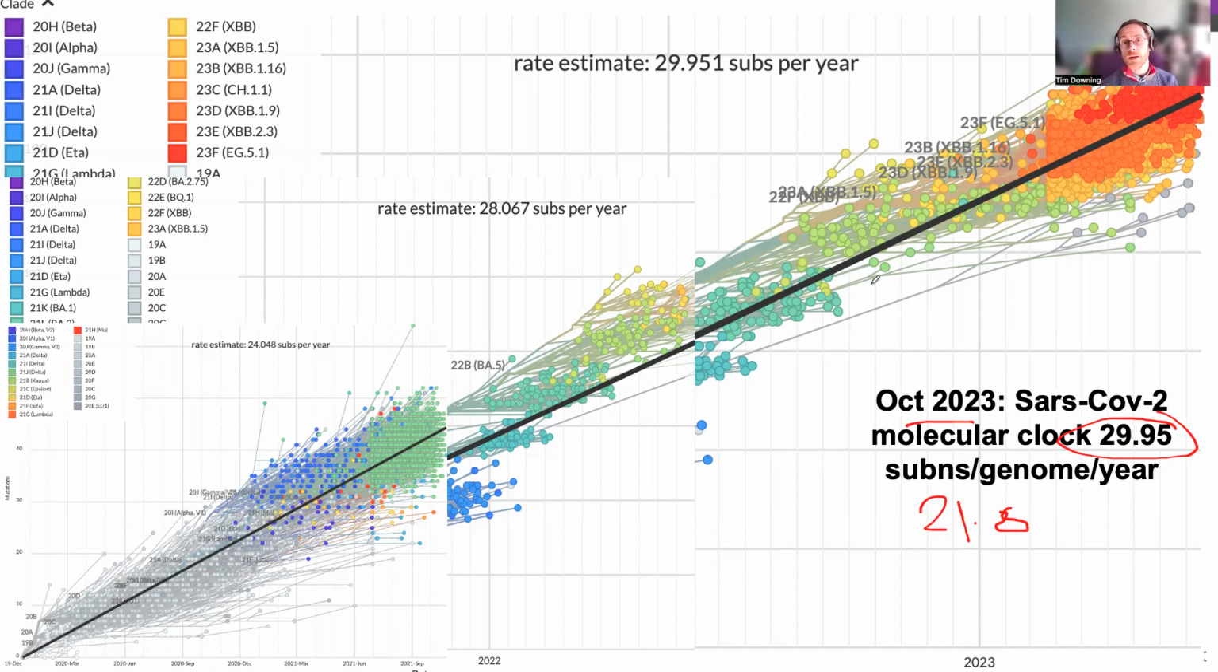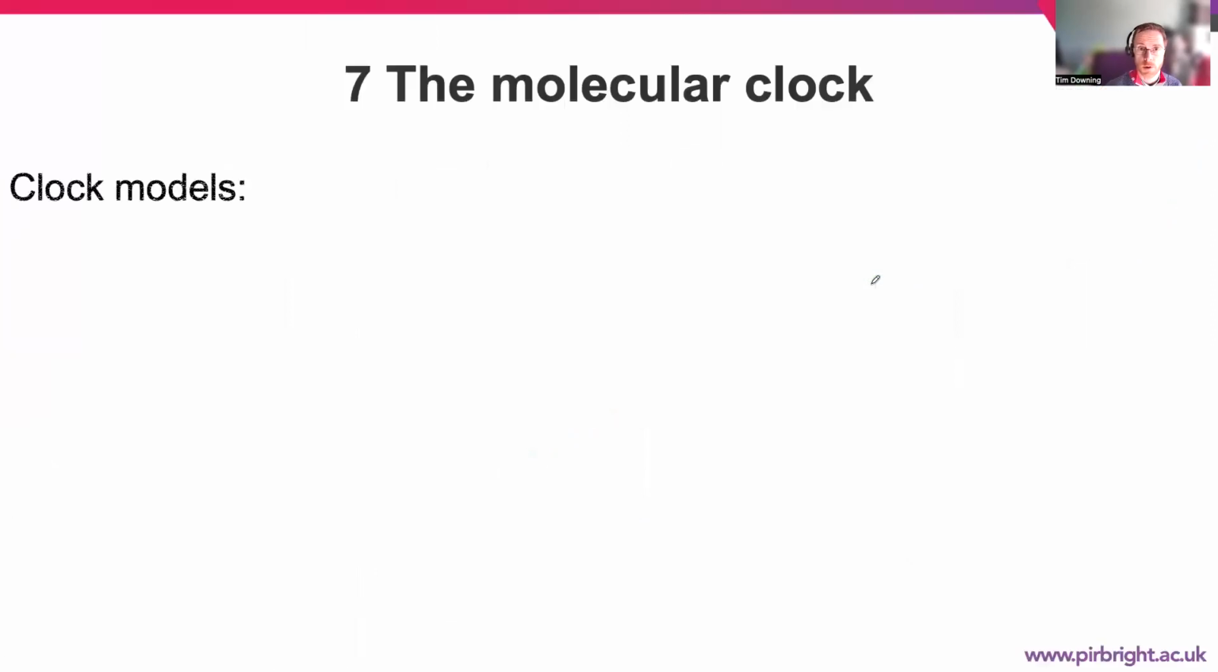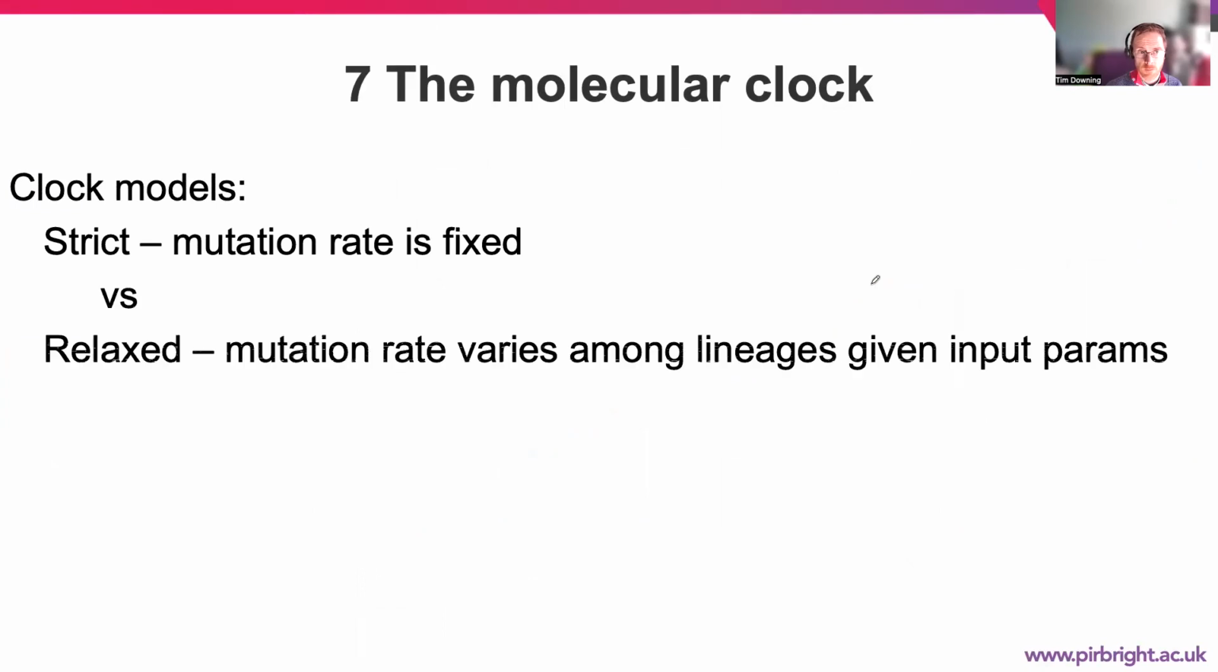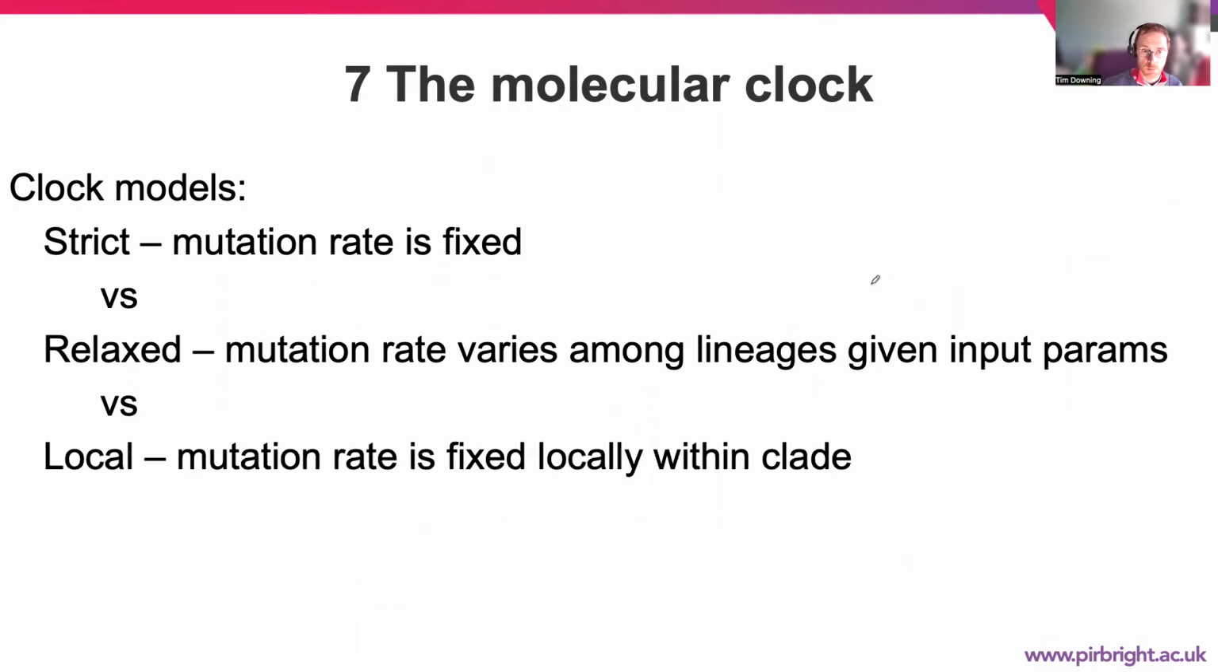Finally, we can use these in considering what clock rates are most pertinent if we're trying to model this effectively. So you'll hear about strict models where the mutation rate is fixed. We'll have relaxed ones where the mutation rate varies among lineages given certain parameters. And then there are also local mutation rates, where it might locally vary within a particular clade. So the molecular clock has great power in terms of inference, especially for genomic epidemiology, but also needs careful consideration as to whether the signal is actually good or not.